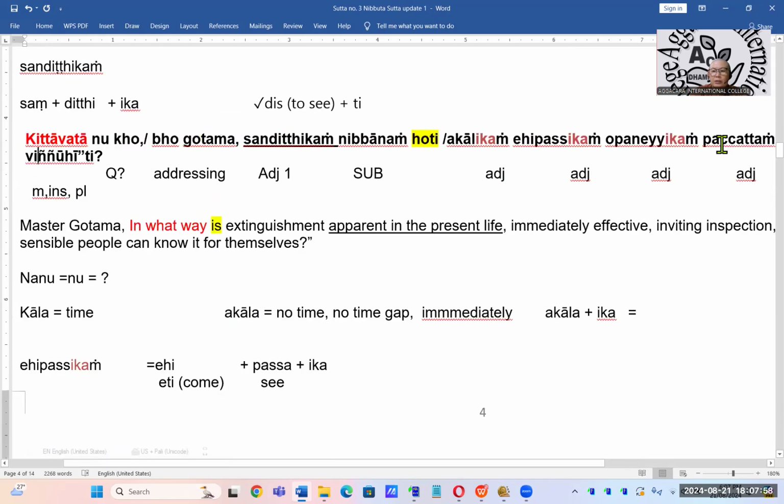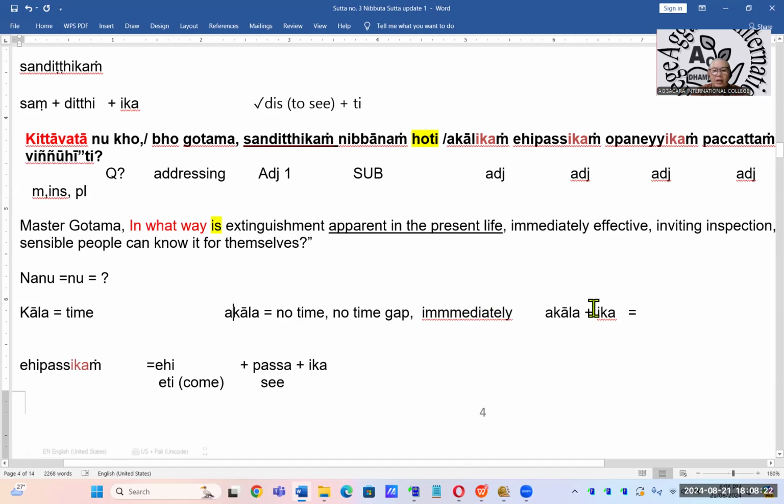All right, I think you cannot see, so better go on. Anyway, last week I already said kala. The first thing we should learn is to look for this. Kala is time, as I said last week. Akala is no time. No time here means no time gap, so when things have no time gap, it means immediately.